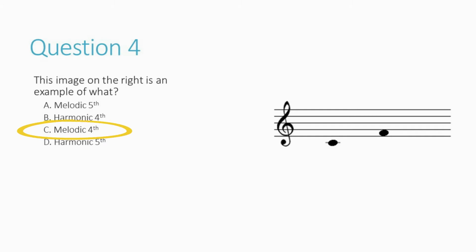Lesson 6 talks about melodic and harmonic fourths and fifths. We have discussed that a melodic fourth goes from a line note to a space note or a space note to a line note. This picture shows that the notes are going from line to space. And since the gap is bigger, it is a fourth. And in this case, a melodic fourth since the notes are separated.